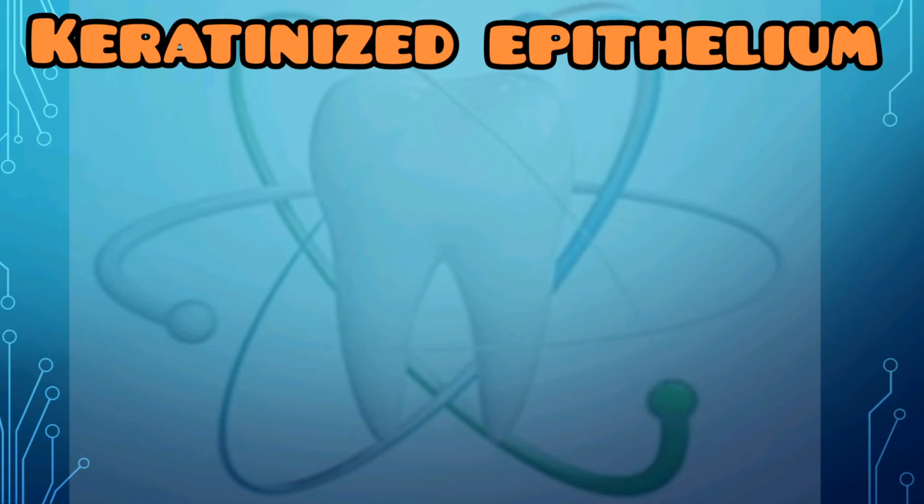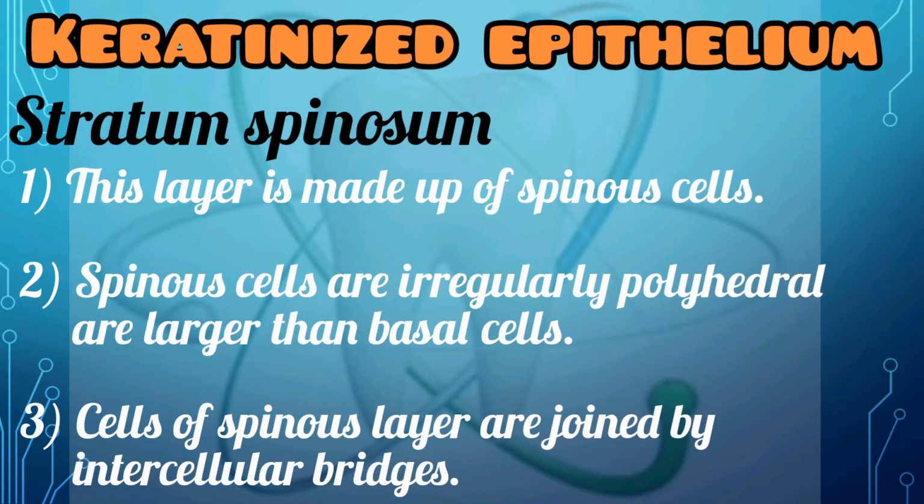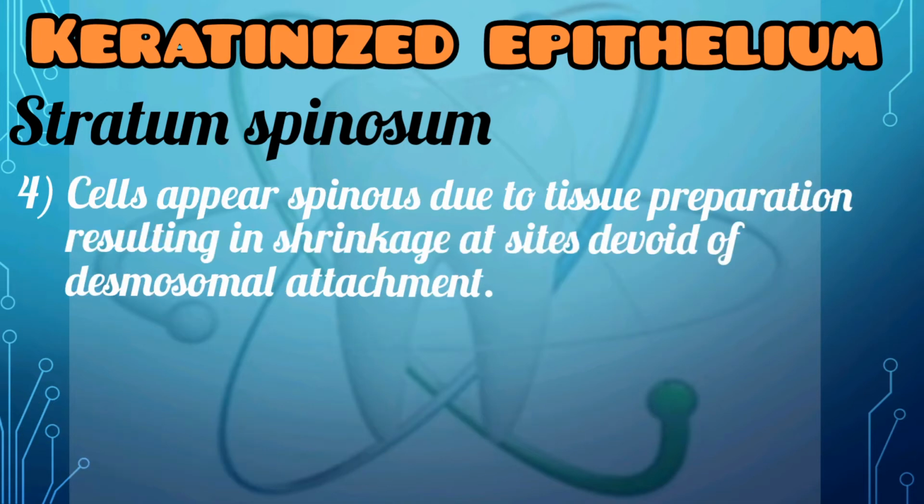The next layer in the keratinized epithelium is the stratum spinosum. As the name suggests, the spinous cell layer is made up of spinous cells which are irregularly polyhedral and are larger than the basal cells. The cells of the spinous layer are joined by intercellular bridges. The spiny appearance of the spinous layer is due to the shrinkage of cells during tissue preparation, causing them to separate at points where desmosomes do not anchor them together.